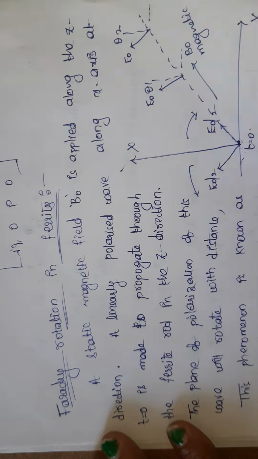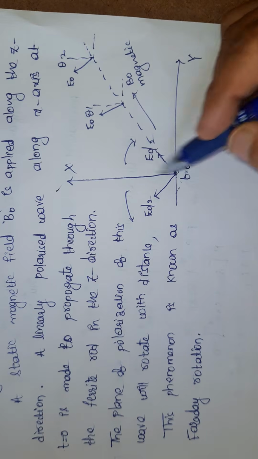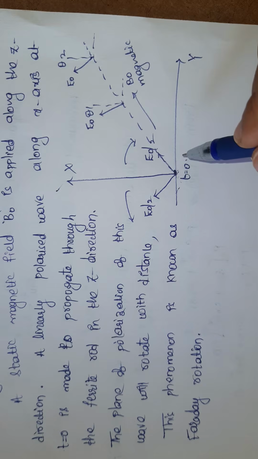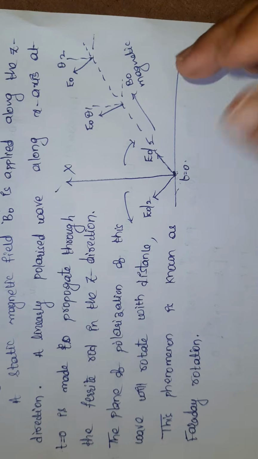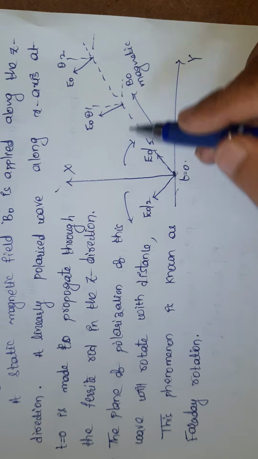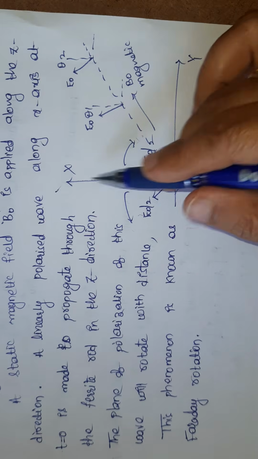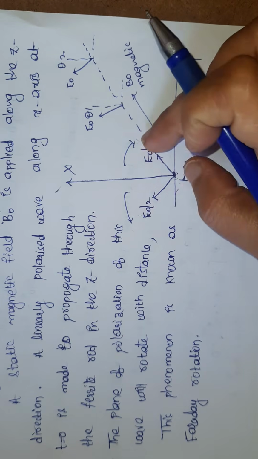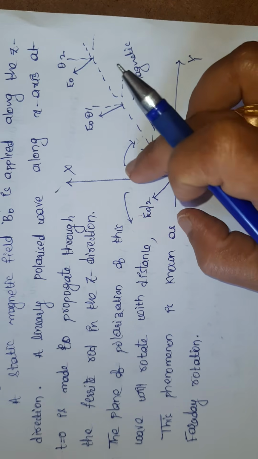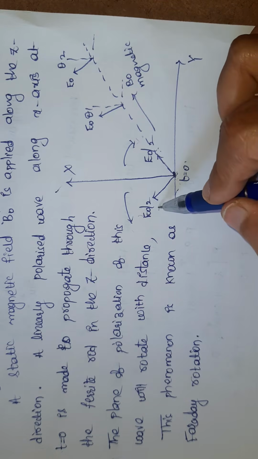Now I am going to explain clearly what is Faraday rotation. I said a linearly polarized wave is along the x direction. Any linearly polarized wave can be regarded as a vector sum of two counter-rotating waves. It is like this and another wave is like this. So any linearly polarized wave is nothing but a sum of two counter-rotating circularly polarized waves, having the magnitude E naught by 2 each.